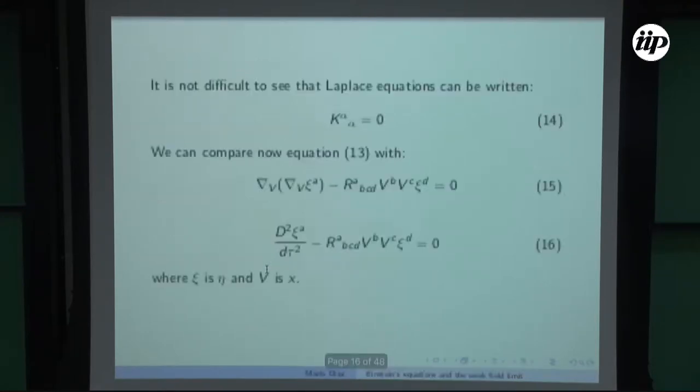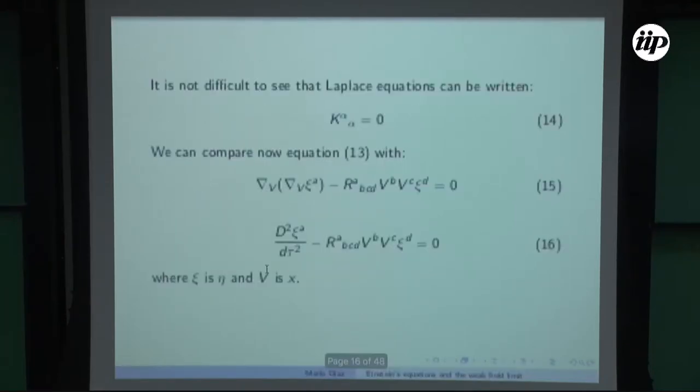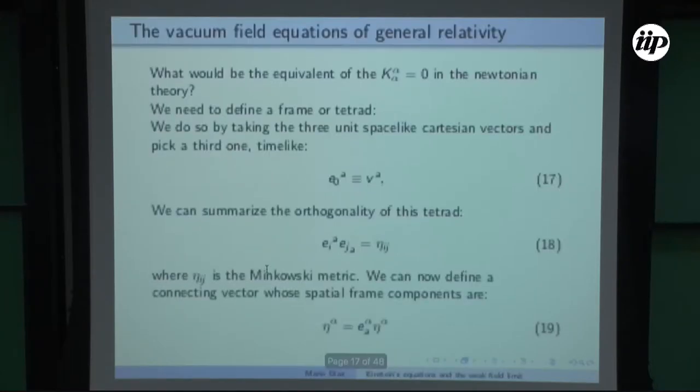And so we can compare now this equation with this other equation, which is the equation that was precisely describing the deviation of geodesics and depends crucially on the curvature of a spacetime through the Riemann tensor. So, well, this is the same equation. And in our case, theta is eta, and the vector v here is the vector x that defined the first curve.